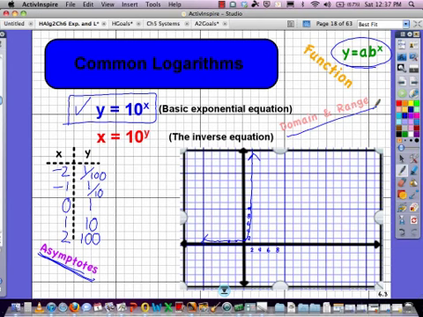Is this a function? Well, sure. Do your vertical line test, running eyeballs of vertical lines through this. None of those vertical lines ever get hit by more than 1 point. So yes, it is a function. Now, that's the general basic exponential equation. If we said, well, I want to graph the inverse of that, then our basic definition of inverse is flip-flop x and y. So I have here x equals 10 to the y power.